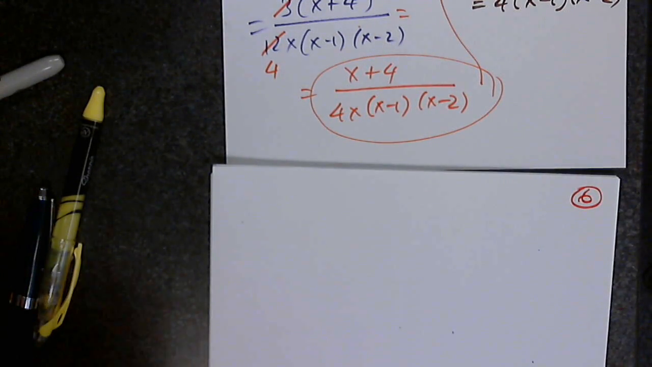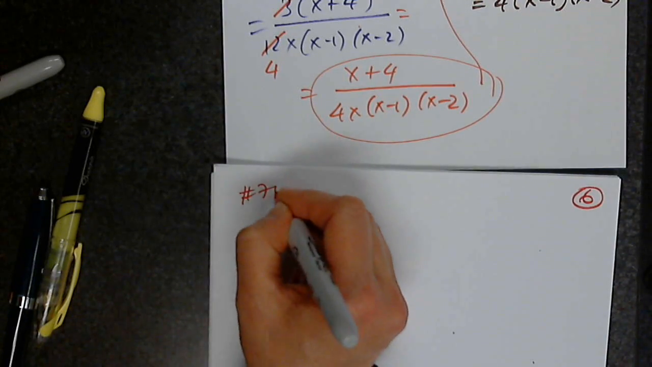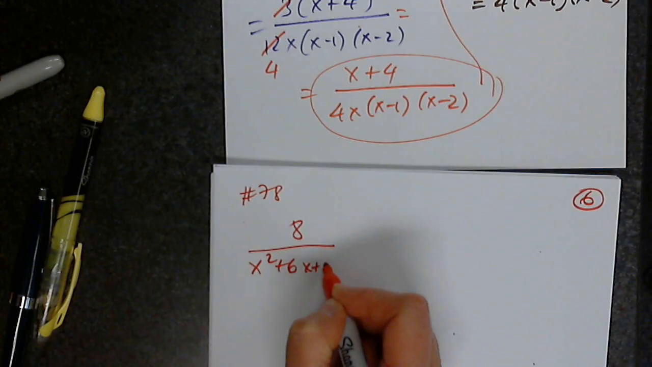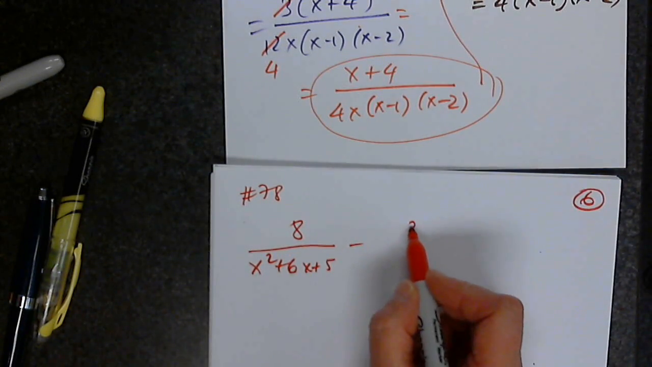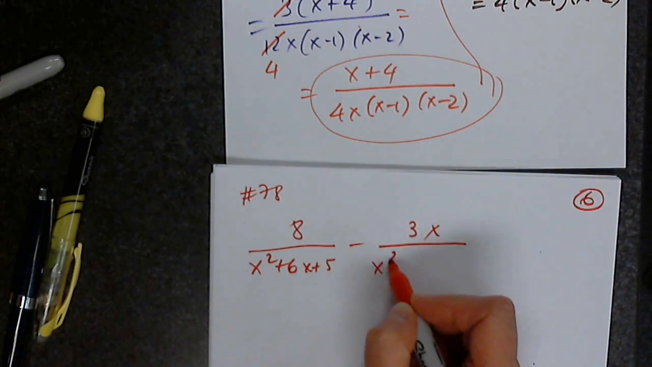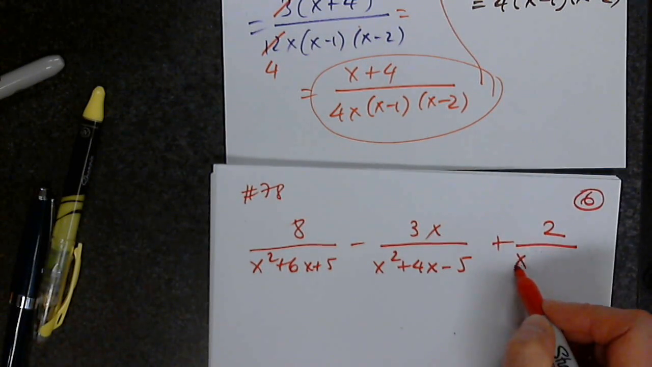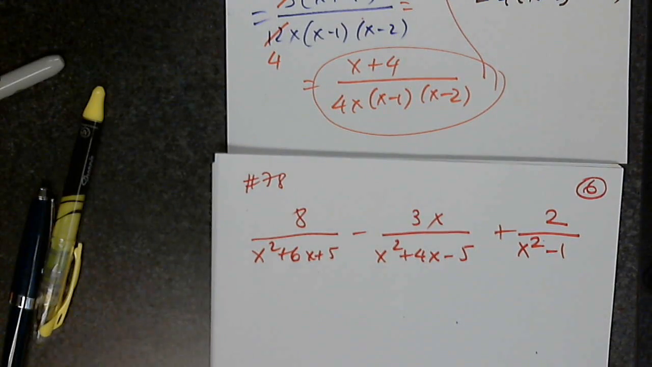Okay, here's another messy one. Number 8: 8 over x squared plus 6x plus 5, minus 3x over x squared plus 4x minus 5, plus 2 over x squared minus 1. 3 minutes.